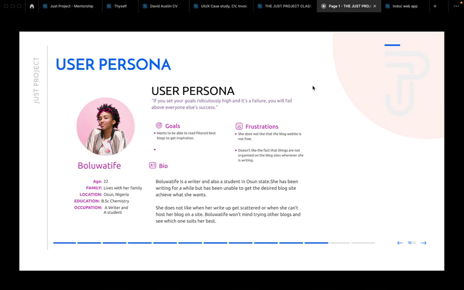Every user has their own goal, because if I have a problem, I want a solution. Frustrations too as well. Every user has their own frustrations. Now, the bio: who is this user? What does she do? Is she a student? Is she a banker? Is she a married woman? Is it a man that just got married yesterday? These are vital information researchers have to have at the back of their mind.